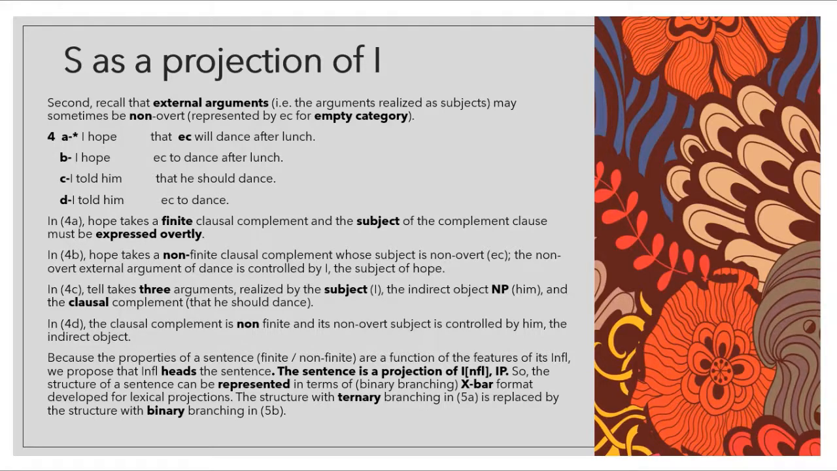So because the properties of a sentence, finite and non-finite, are a function of the features of its inflection, we propose that inflection heads the sentence. The sentence is a projection of I, inflection, IP. Okay, so the structure of a sentence can be represented in terms of the binary branching X-bar format developed for lexical projections. The structure with ternary branching in 5A is represented by the structure with binary branching in 5B.